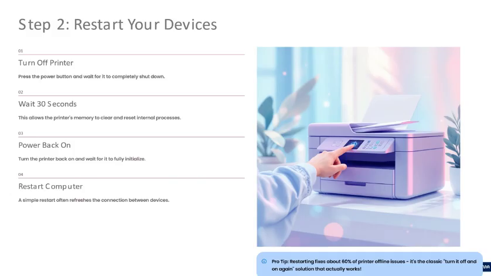Step 2. Restart your devices. First, turn off the printer. Press the power button and wait for it to completely shut down. Wait 30 seconds. This allows the printer's memory to clear and reset internal processes. Then turn the printer back on and wait for it to fully initialize, and restart the computer. A simple restart often refreshes the connection between devices.